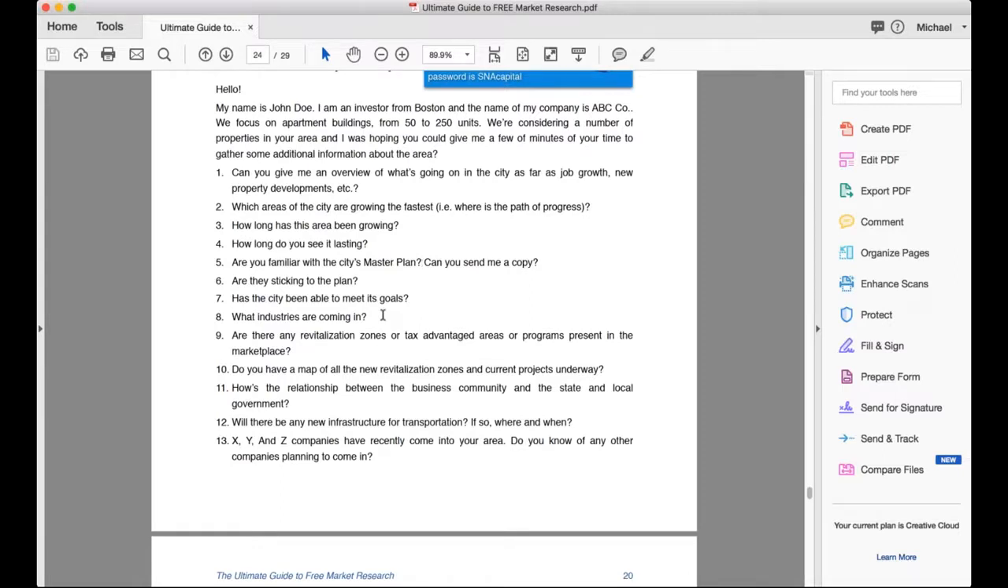Are there any revitalization zones or any tax advantaged areas or programs? So again, are they offering different incentives, giving away free land or huge tax incentives for companies to come in and tear down those old warehouses and put up new offices or apartments? How's the relationship between the business community and the state and local government?